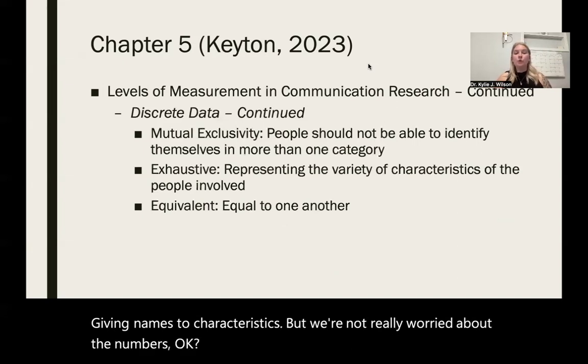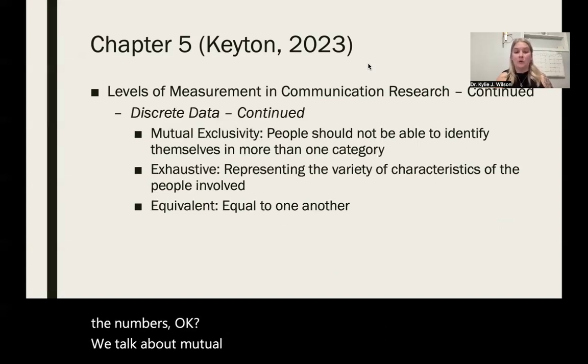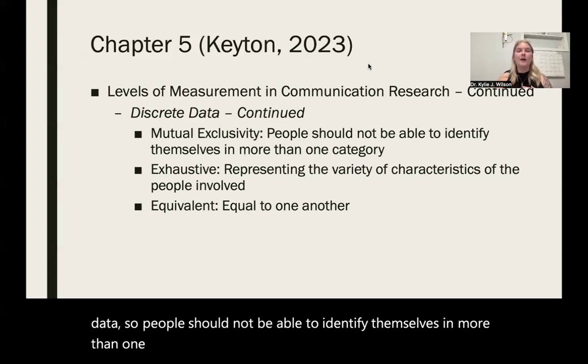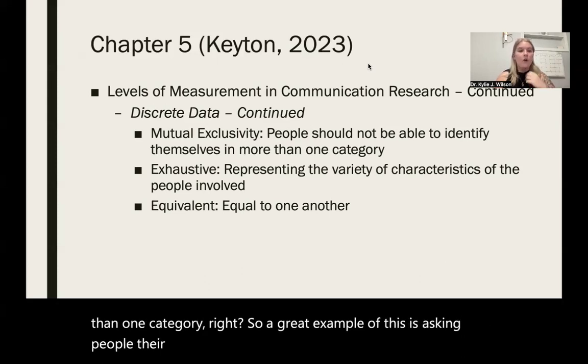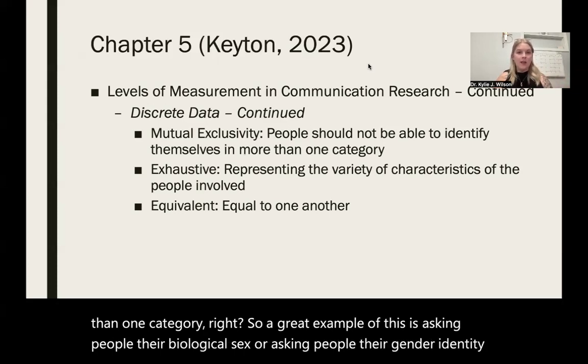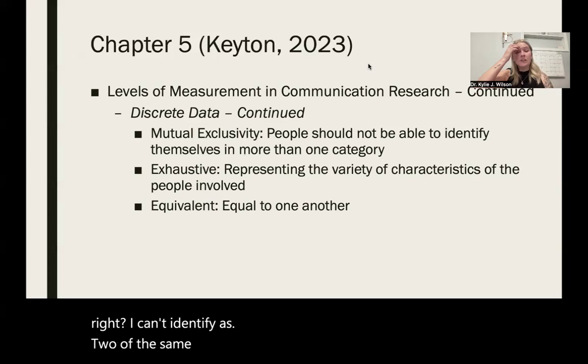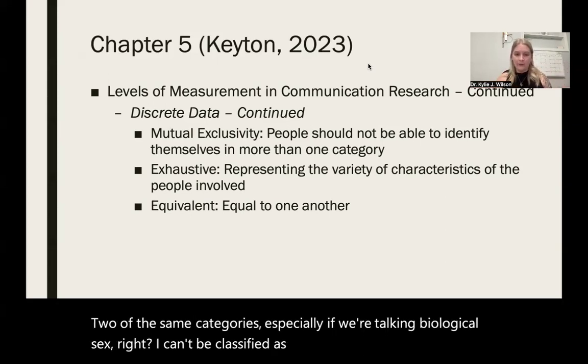We talk about mutual exclusivity with categorical and nominal data. So people should not be able to identify themselves in more than one category, right? So a great example of this is asking people their biological sex or asking people their gender identity, right? I can't identify as 2 of the same categories, especially if we're talking biological sex, right? I can't be classified as male and female.